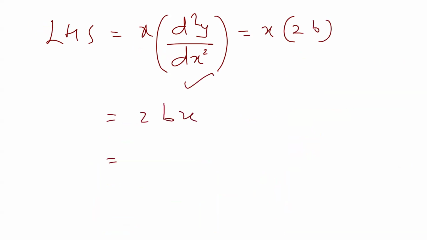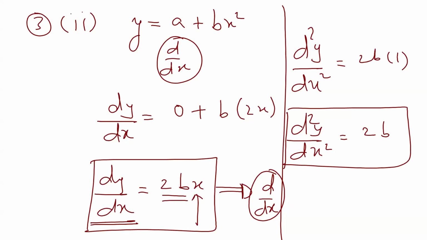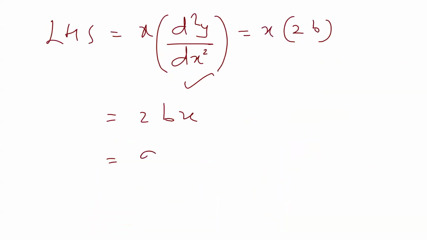Okay, now see 2bx. Go to the previous slide and check what 2bx is. 2bx itself is dy by dx. So this is dy by dx, and that is equal to your RHS. Okay, that was question number 3, sub question 2.